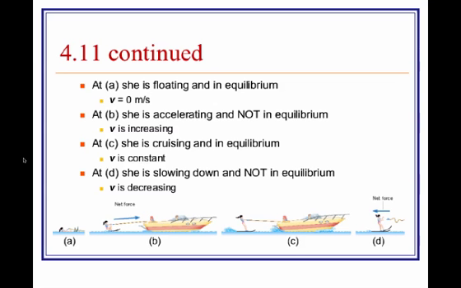In the final situation, when this girl lets go of the rope, she slows down. Her acceleration is in the negative direction. Her velocity is decreasing. Once again, she is not in equilibrium. Equilibrium is when the net force on an object is zero.